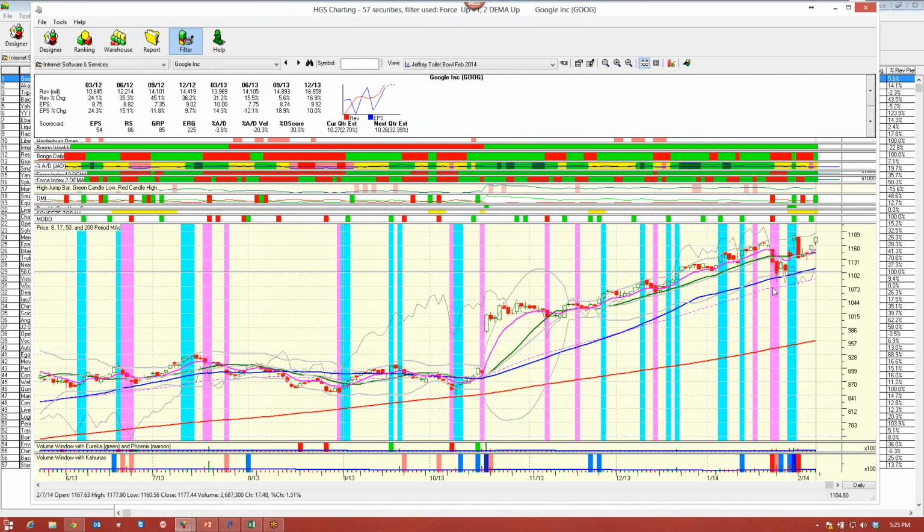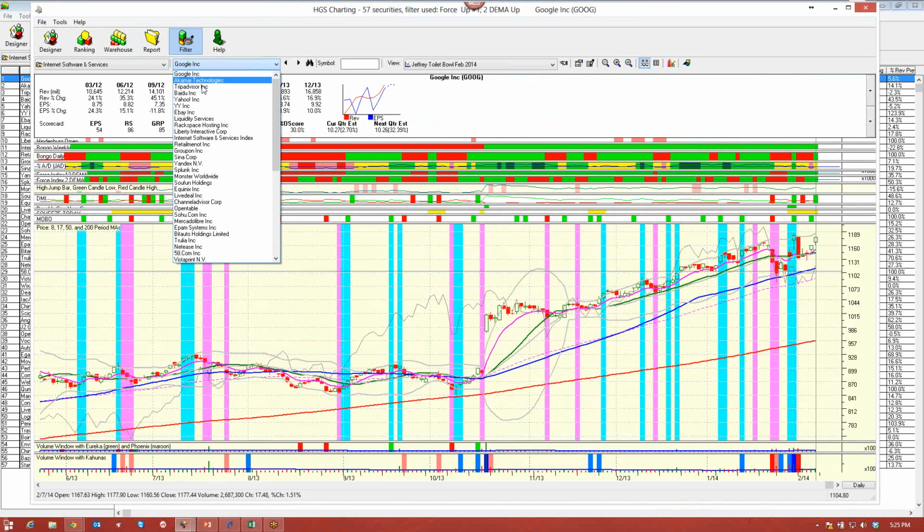Google has seasonal weakness this time of year, and it's probably come and gone. A lot of upgrades coming in on Google. Earnings expansion. Everything is green. Looks like it's breaking out to run again if this market stays healthy.